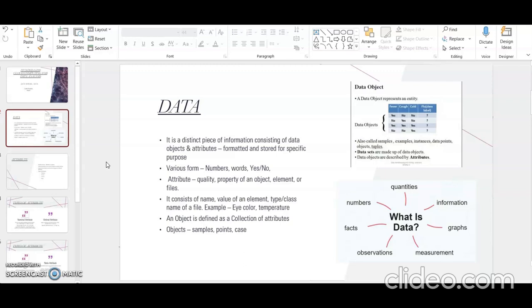An attribute is a specification that defines a property of an object, element, or file. An attribute of an object usually consists of a name and a value; of an element, a type or class name; of a file, a name and an extension. And an object is defined as a collection of attributes. It is of different types like samples, points, and cases, and eye color and temperature are examples of attributes.